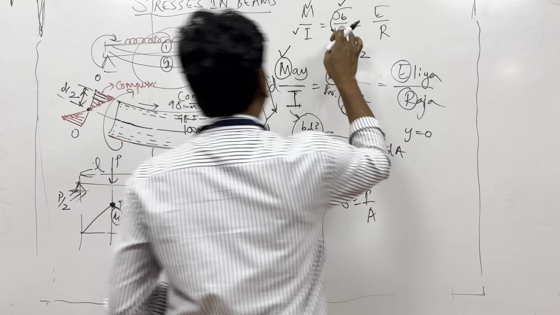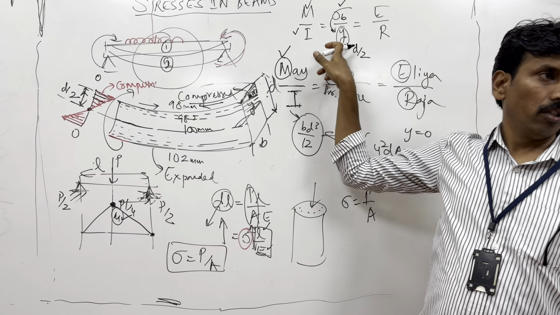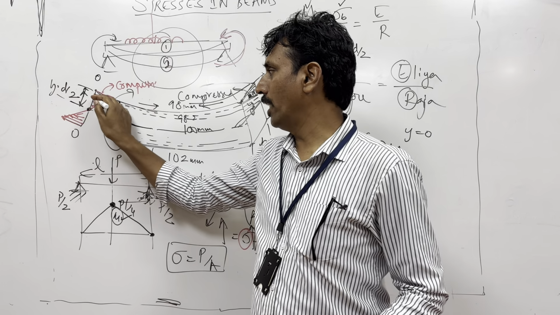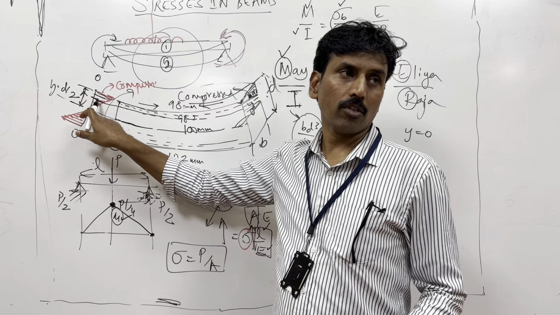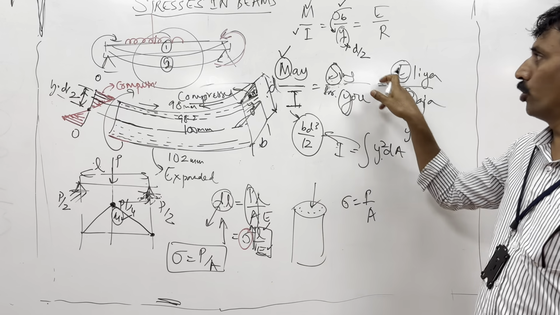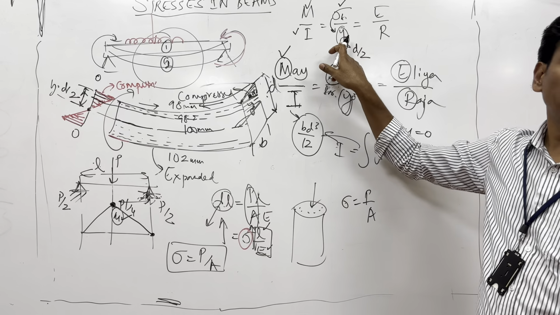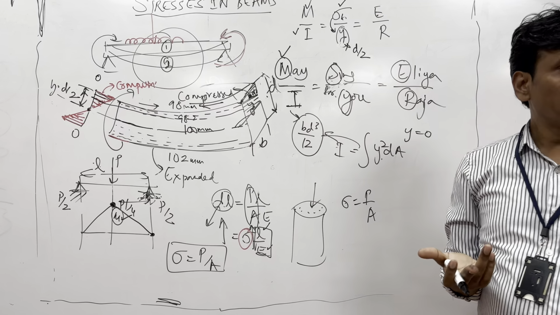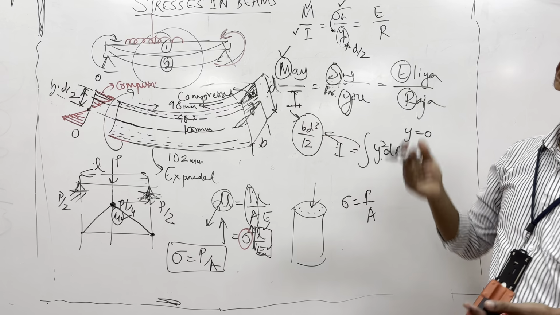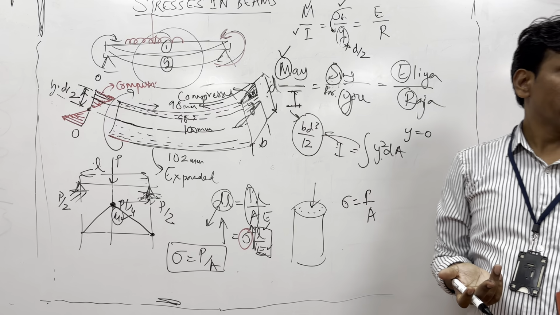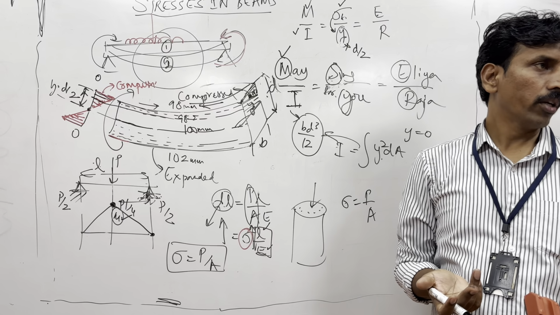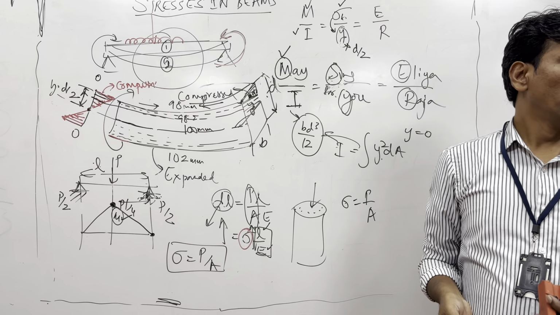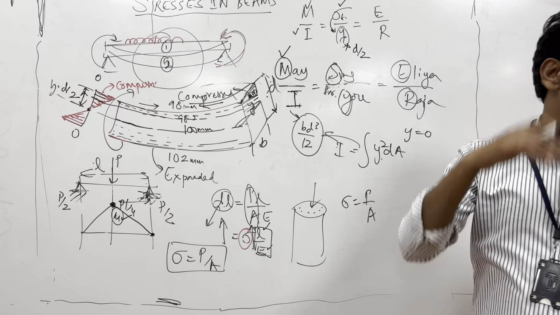So the sigma is always related to y, where y is the distance of any fiber that you are considering from the neutral axis. If you substitute y as D by 2, you get the maximum stress. Okay? And then what is E? What is E, man? Young's modulus. Young's modulus is actually stress by strain. Okay? So that is the property of the material. You can use a simple tension test to find out Young's modulus, that you have done in the first lab.